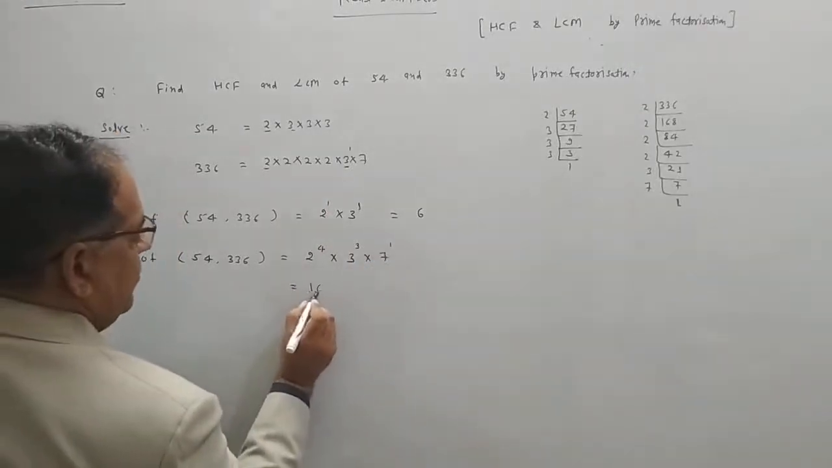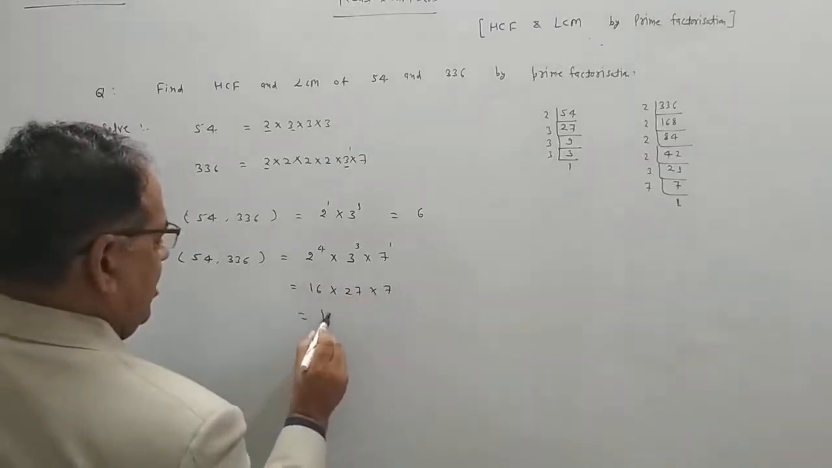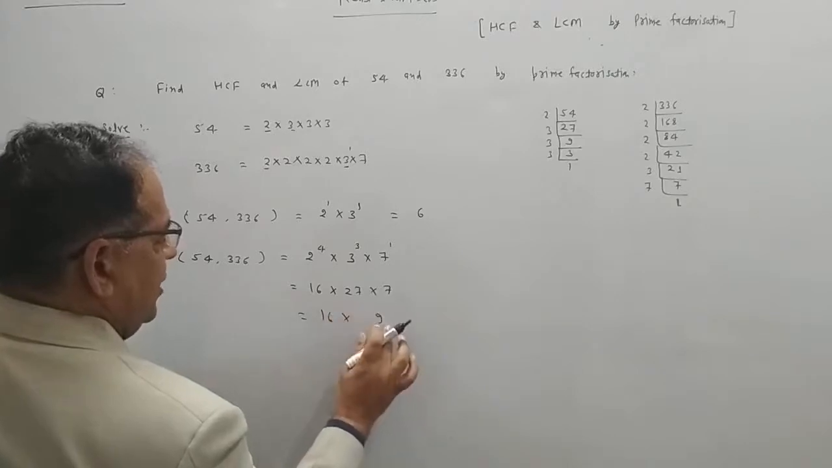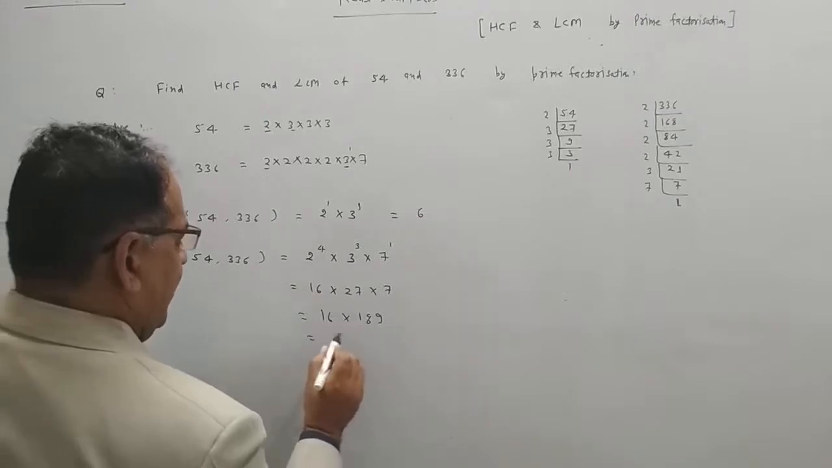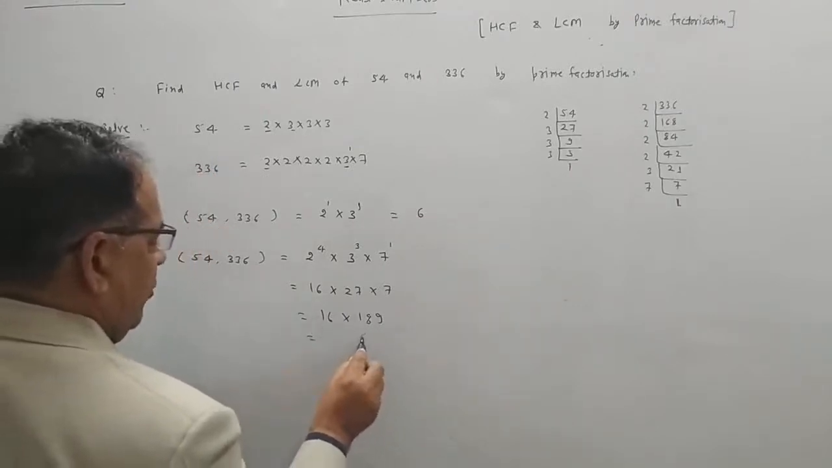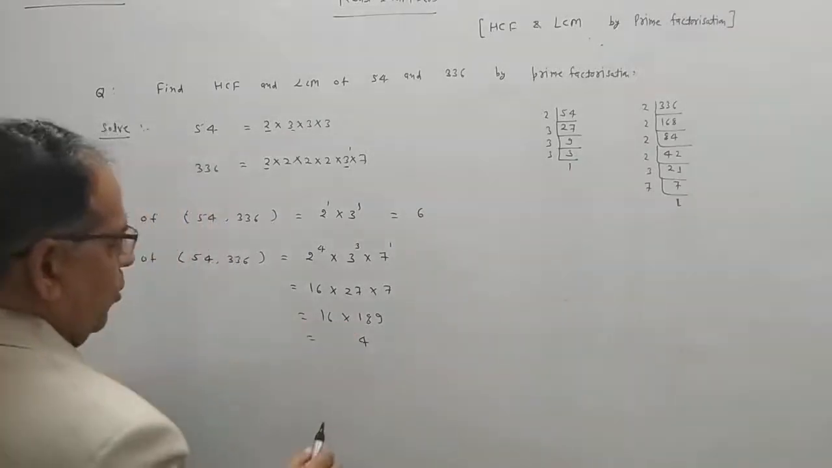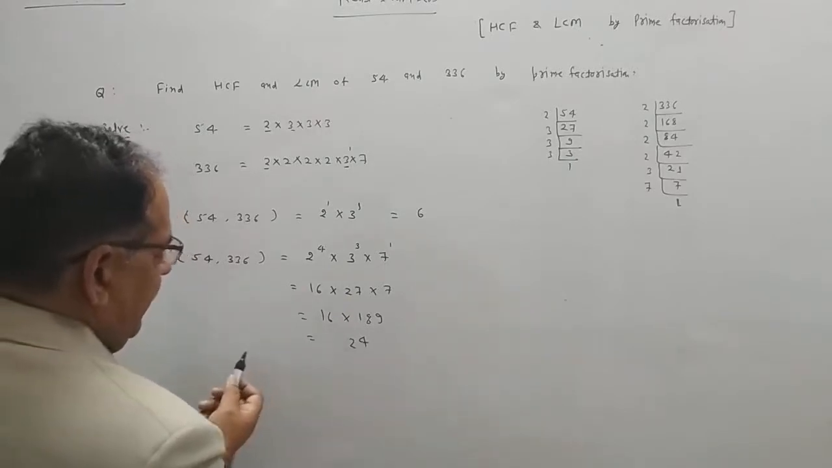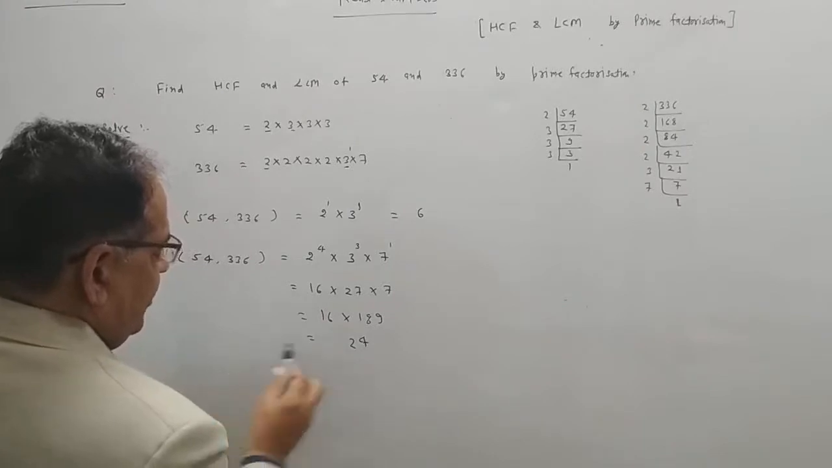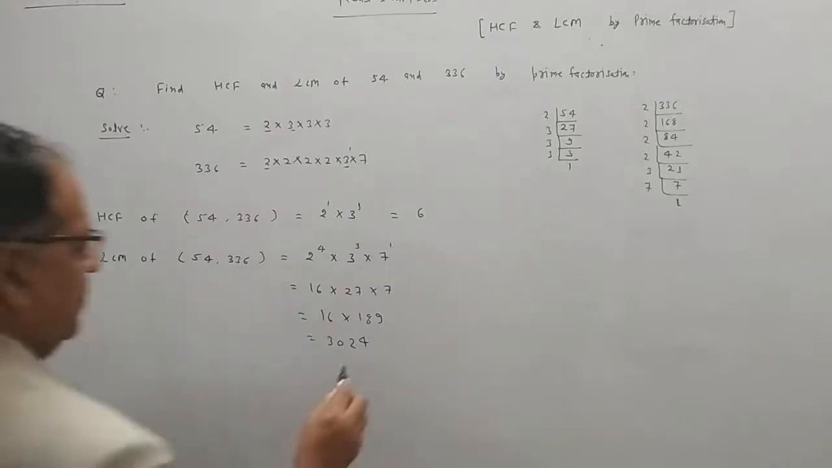So 16 into 27 into 7. 27 times 7 is 189. Again multiply 16 times 189: 16 9s are 144, 16 8s are 128, 128 plus 14 is 142, 16 1s is 16, 3024. So 3024 is the LCM of these two numbers.